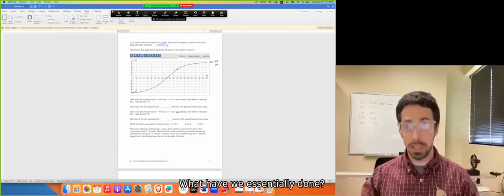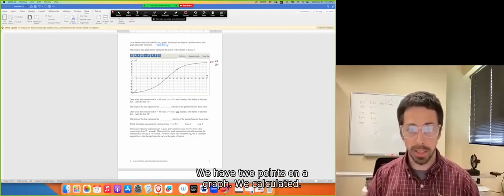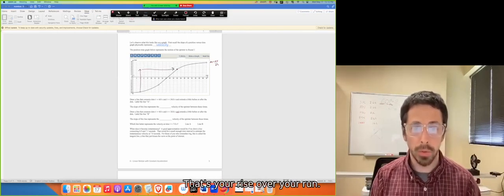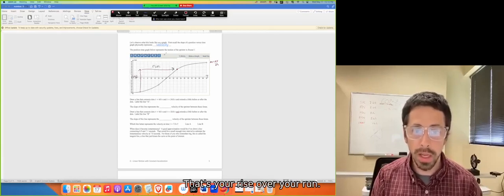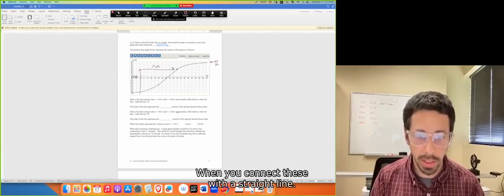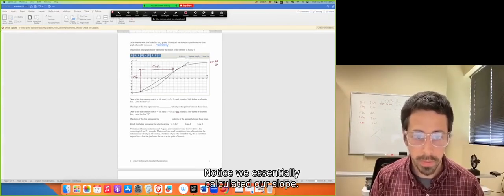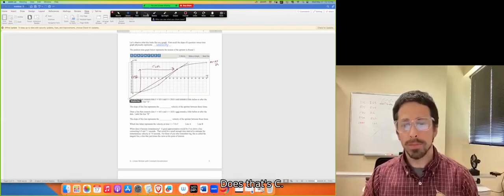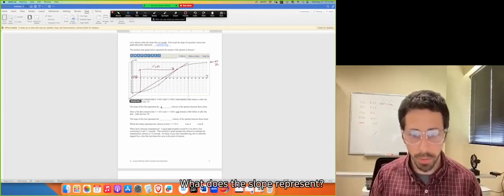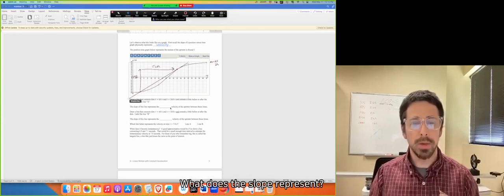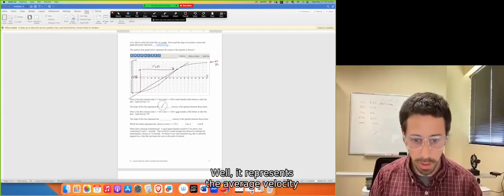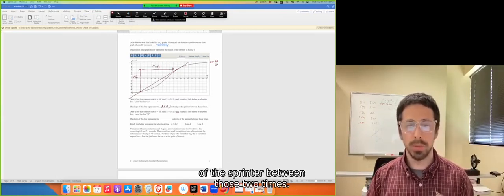What have we essentially done? We have 2 points on a graph. We calculated how far did I go up, how far did I go over? That's your rise over your run. And when you connect these with a straight line, notice we essentially calculated our slope right there. We've calculated the slope. What does this slope represent? Well, it represents the average velocity of the sprinter between those two times.